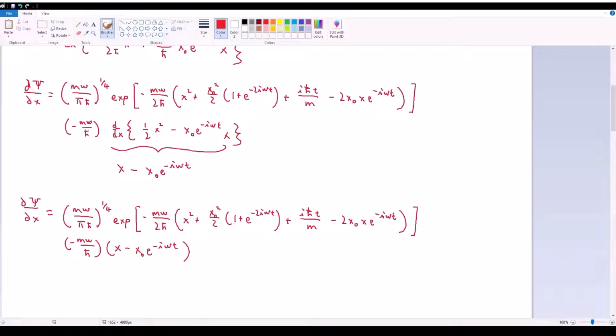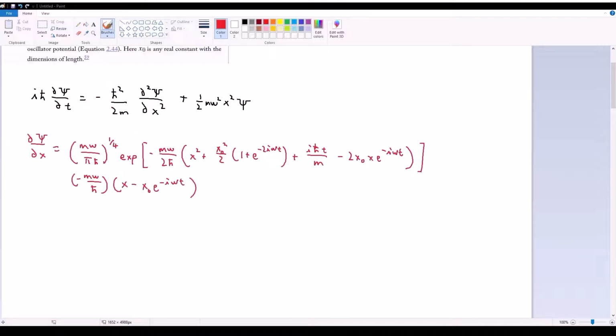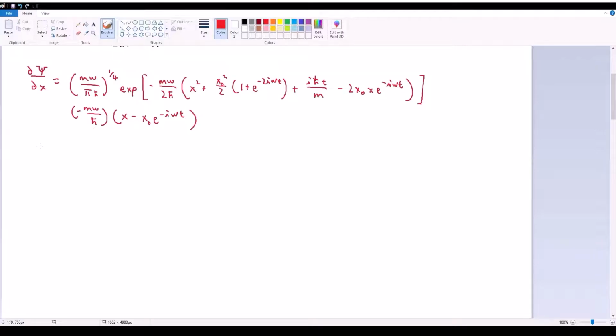And this is our first derivative. So now let's take the second. Okay, now let's take the second derivative, and we're going to take advantage of the product rule here. So let's see. The second derivative of psi with respect to x is going to be, and we're going to bring the (mω/πħ)^(1/4) out.